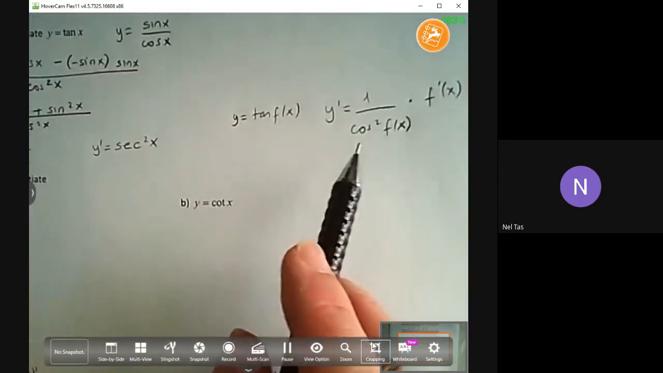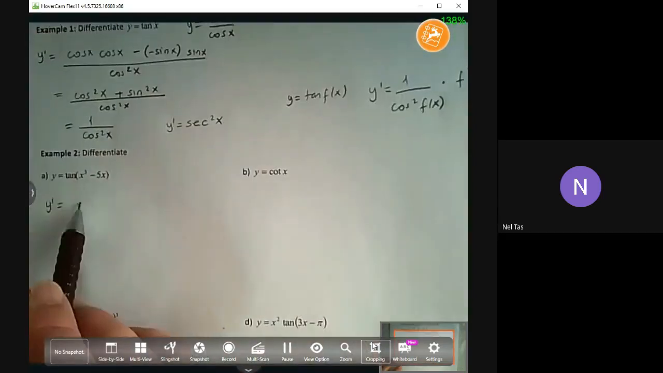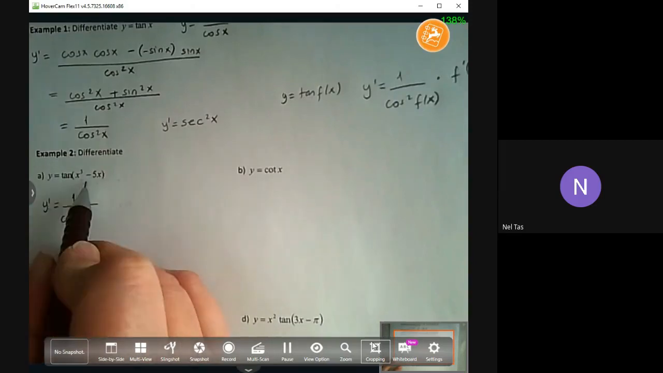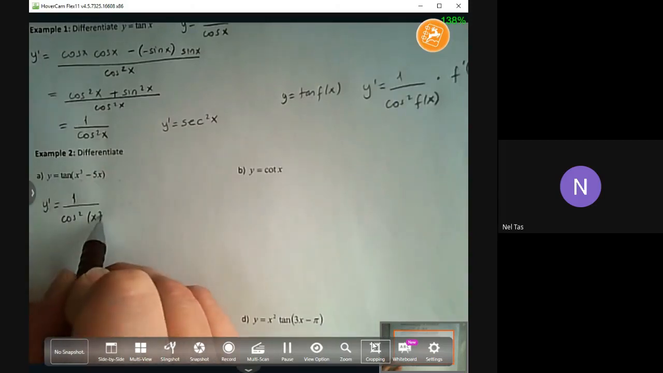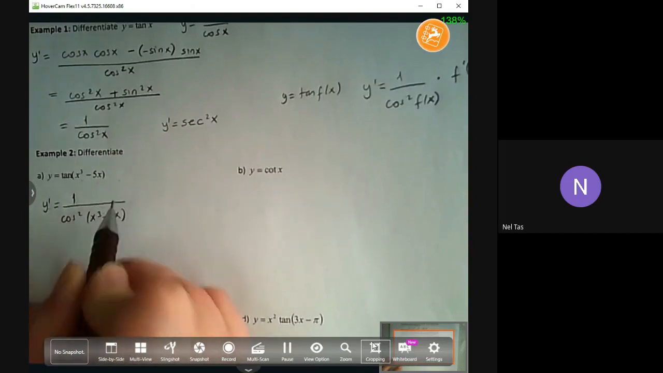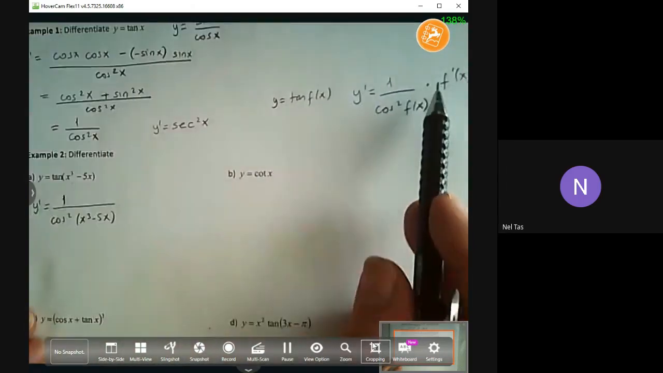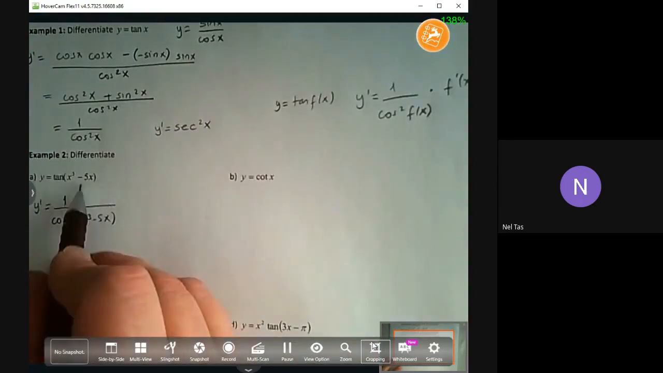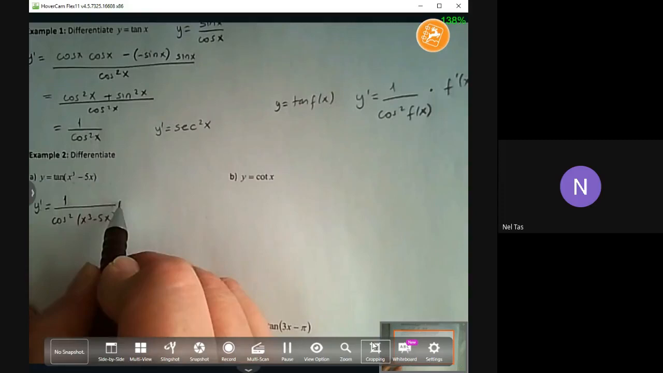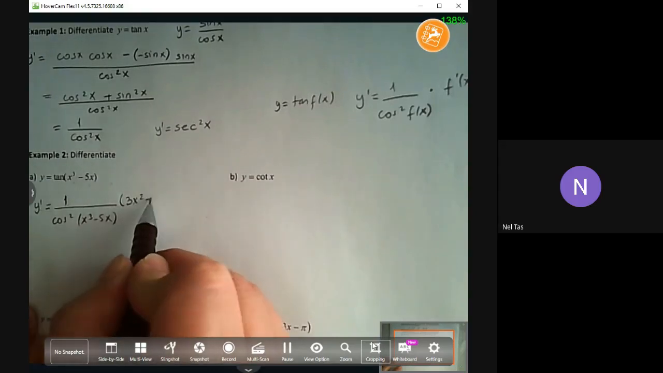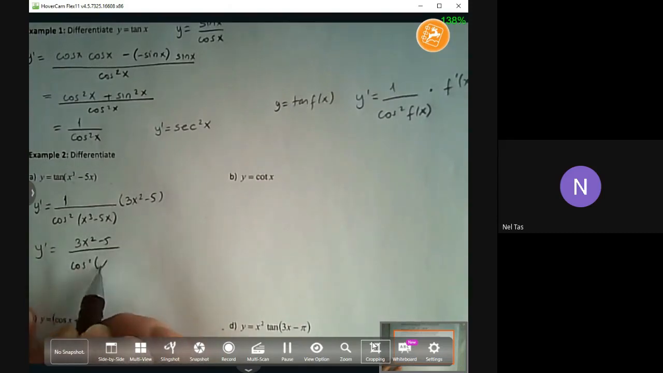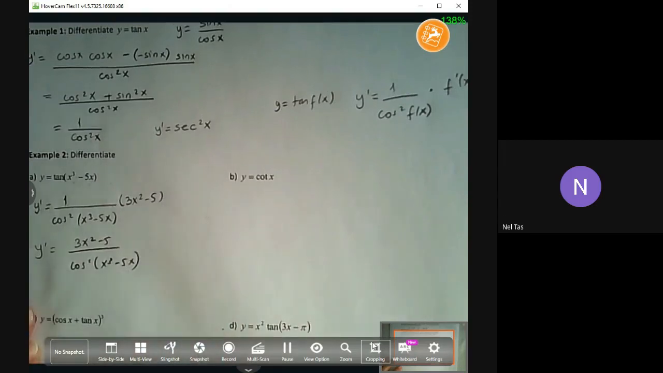Okay, so now let's apply that rule here. So 1 over cos square x cubed minus 5x. Now we're going to multiply this by the derivative of the angle. The derivative of x cubed minus 5x is 3x squared minus 5. So you have 3x squared minus 5 over cos square of x cubed minus 5x.